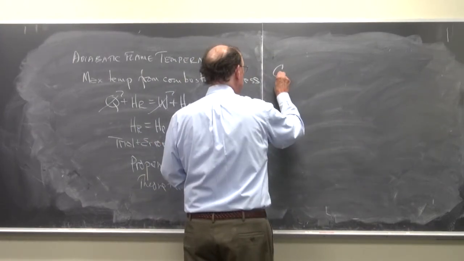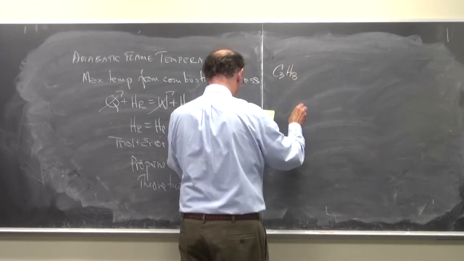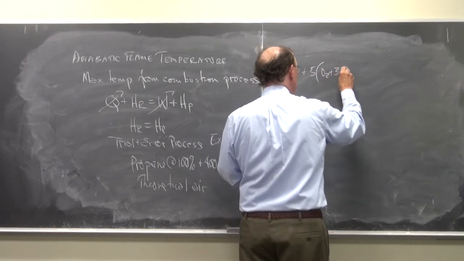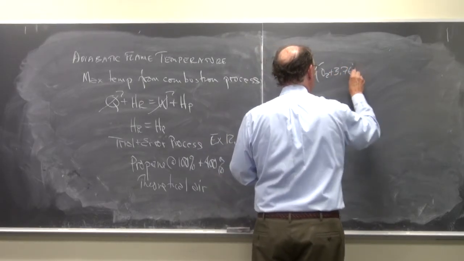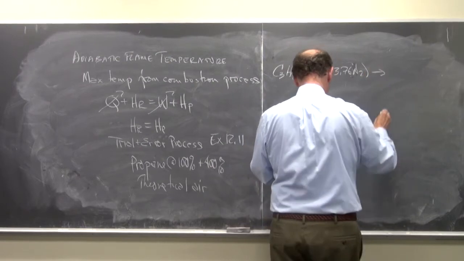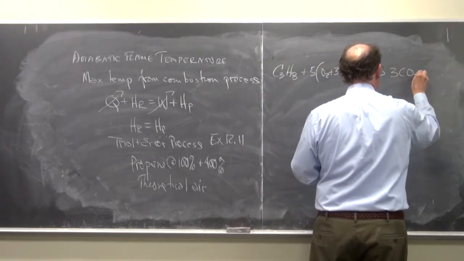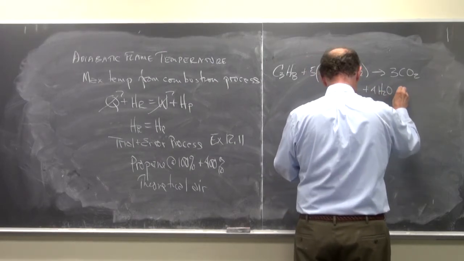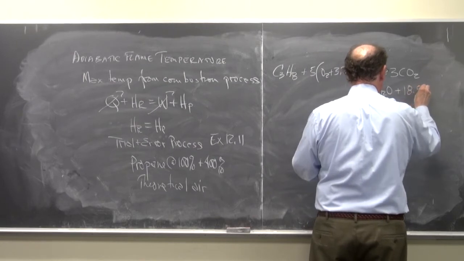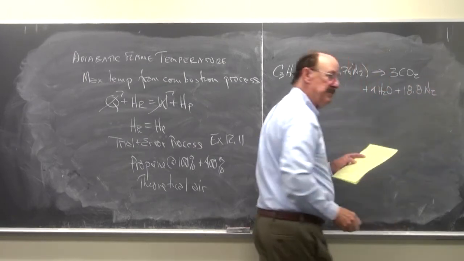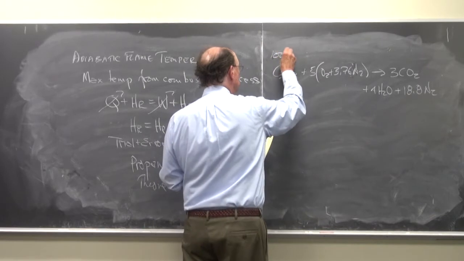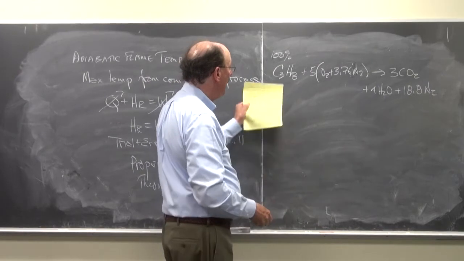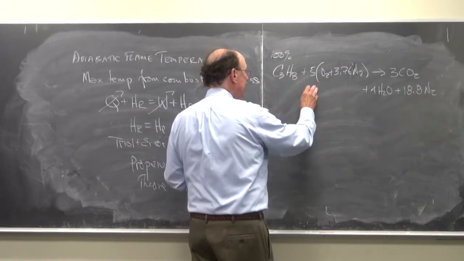we have propane C3H8 plus 5 times O2 plus 3.76 N2 yields 3 CO2 plus 4 H2O plus 18.8 N2. And so this is for 100%. So you should be able to balance these fairly quickly. And we're going to start off that the reactants are at 298.